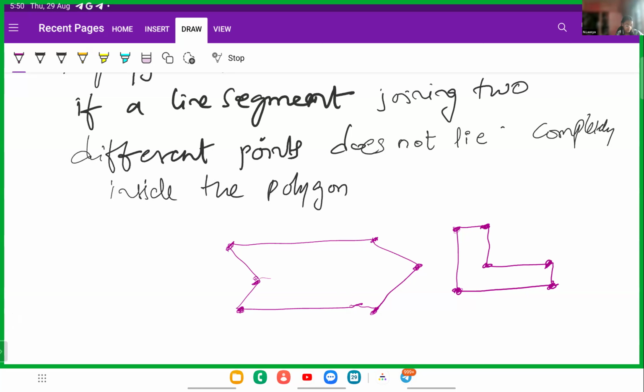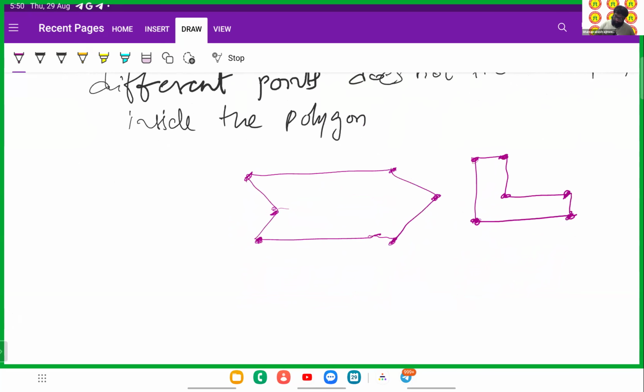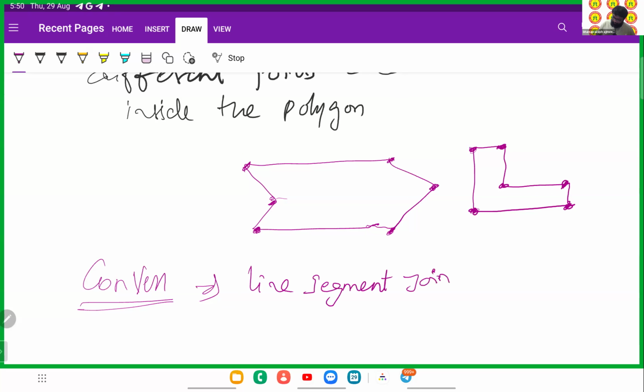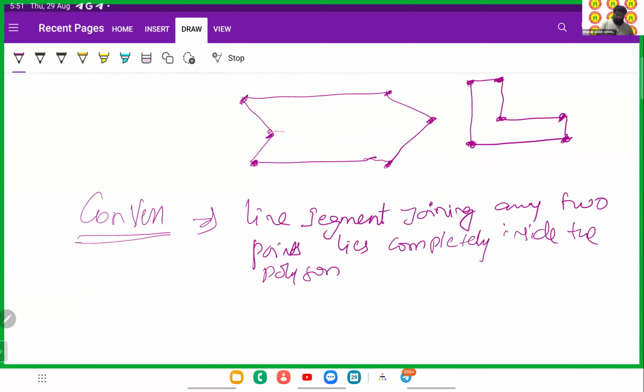That's it. And similarly, a convex polygon is one where a line segment joining any two points lies completely inside the polygon. Please note this down.